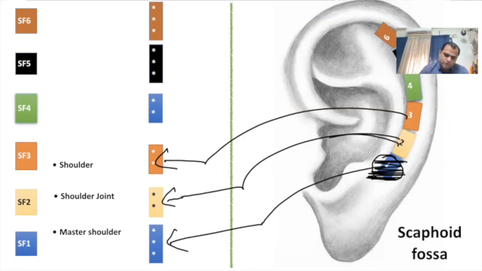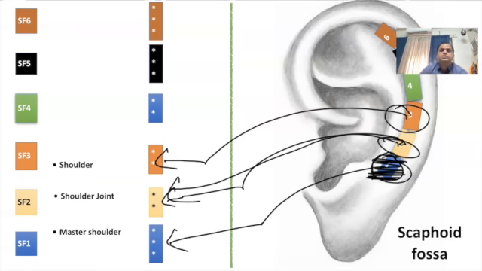The point number 2 will be the shoulder joint, and point number 3, this whole remaining area which is also having deltoid muscle and other part. So ultimately we have to treat all the 3 parts.